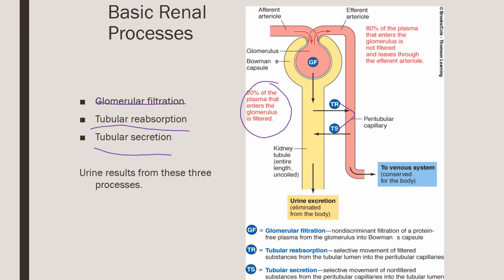And then lastly, tubular secretion. So this is going the opposite direction, where we have movement of non-filtered substances that go from the peritubular capillary into the tubular lumen. And so like a lot of our pharmacological agents, like if you take ibuprofen, aspirin, those common drugs, those are going to be secreted out because we don't want to keep those circulating within the body for a long time because we don't need them for vital functioning. All right, so then all three of these processes are going to create urine. And that's what will be ultimately eliminated from the body.